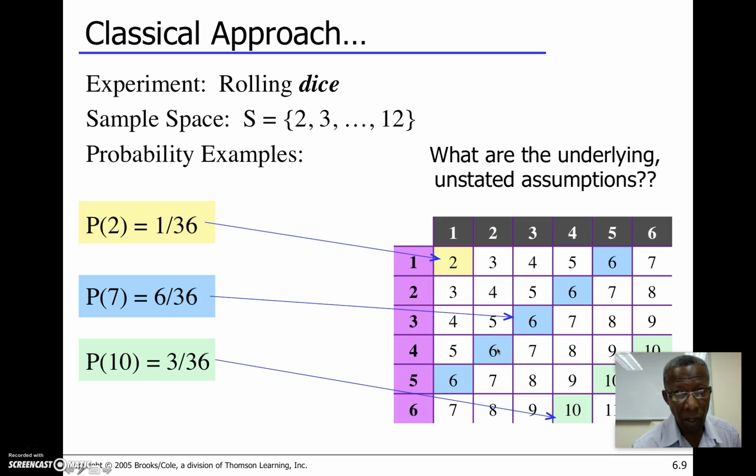6 and 4. The first number called is on the purple die, and the second number called is on the black die. So here we are. 6 and 4, 4 and 6. There are only 3 possible outcomes where you can get 10. So the probability of getting 10 in tossing 2 dice is 3 out of 36. This is still utilizing the classical approach.